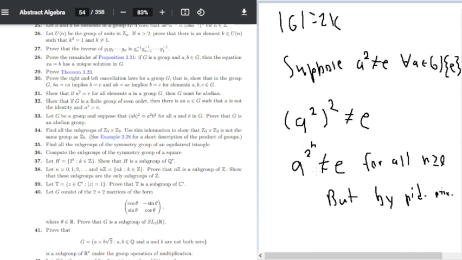Wait, is it really that simple? By pigeonhole principle, this is impossible. Actually, no, okay. Because it's nonlinear, this function in the exponent is nonlinear, and that's what's giving me trouble.